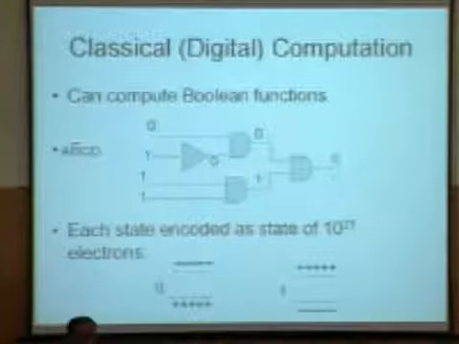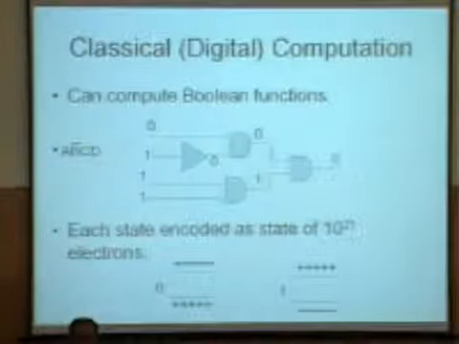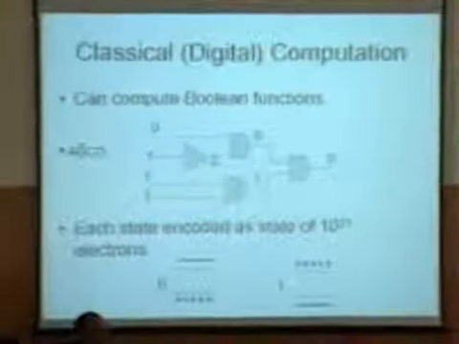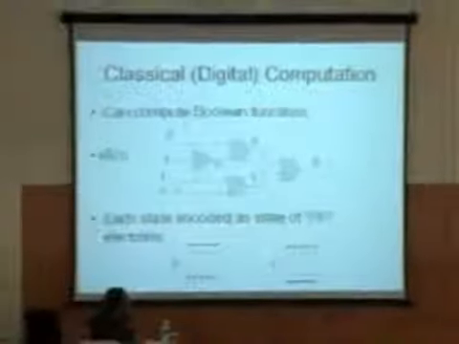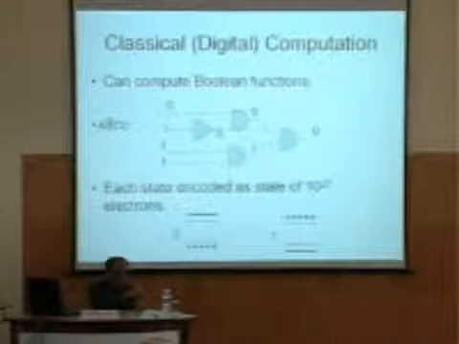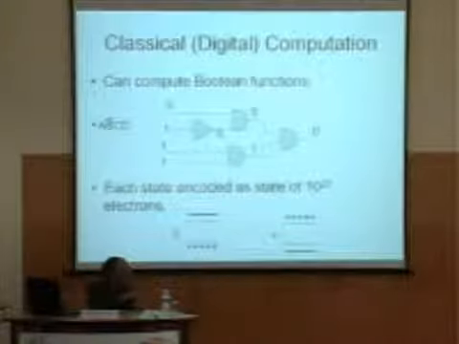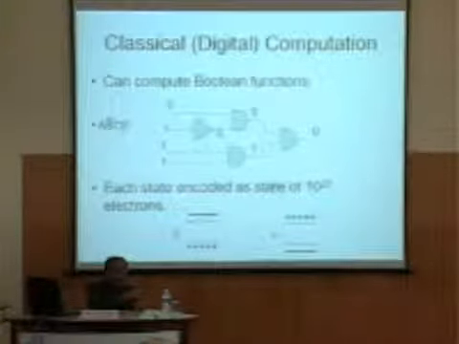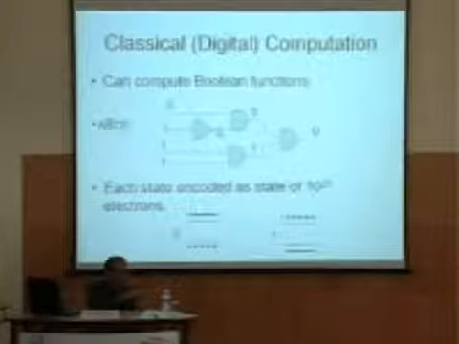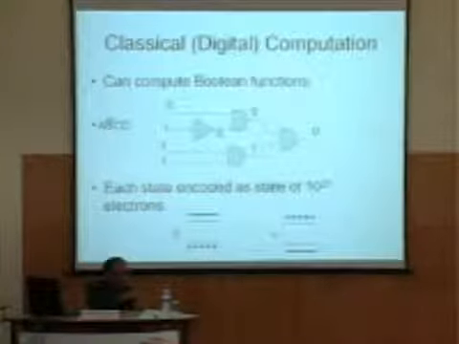And the reason this thing has become so efficient is that they can be implemented with semiconductor electronics. Each state is encoded as a particular state of 10 to the power of 21 electrons or so. And the dynamics of it is such that it maps very, very closely into the computation of Boolean functions. So this is a thing that has generated the digital revolution in the last 20 years. This ability to use semiconductor electronics to compute these Boolean functions.